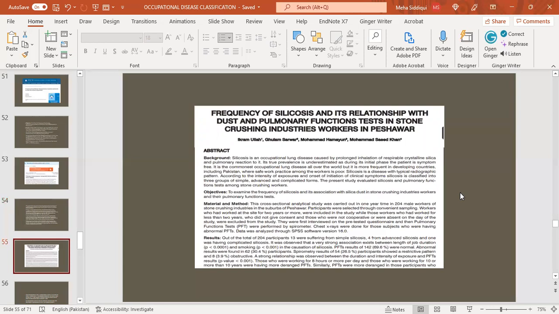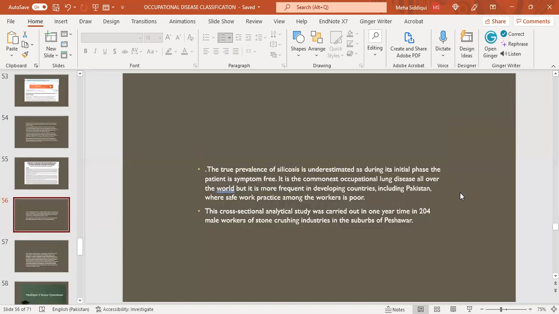This is another study, that is frequency of silicosis and its relationship with dust and pulmonary function test in stone crushing industries workers in Peshawar. According to it, the true prevalence of silicosis is underestimated, as during its initial phase, the patient is symptom-free. Silicosis is the commonest occupational lung disease all over the world, but it is more frequent in developing countries, including Pakistan, where safe work practice among the workers is poor.